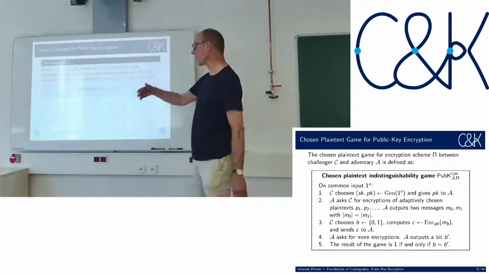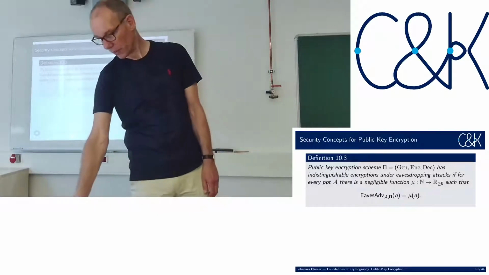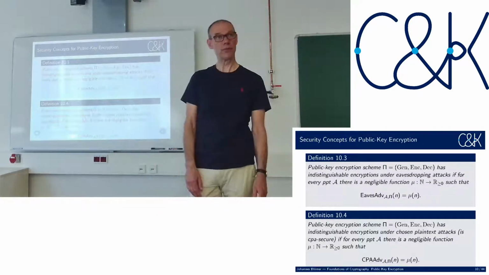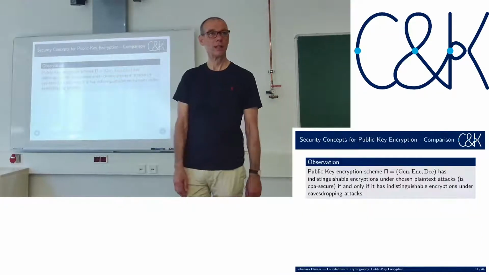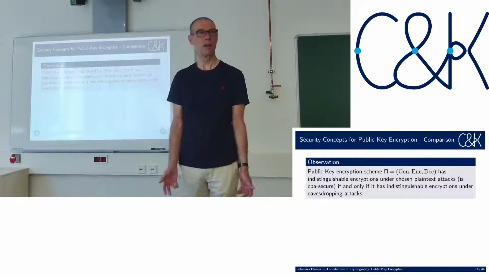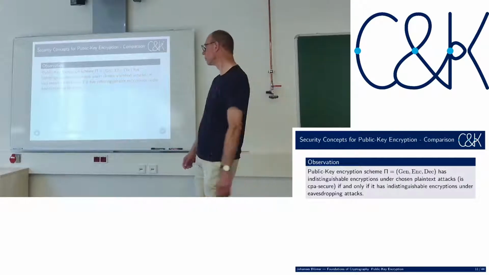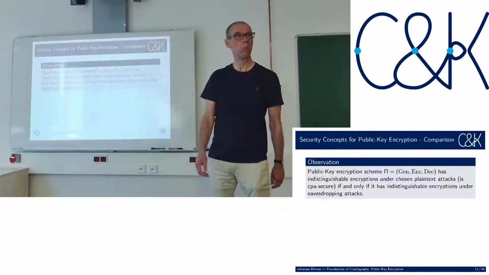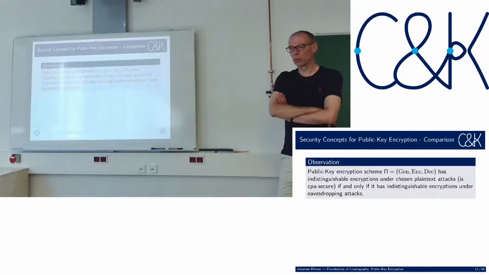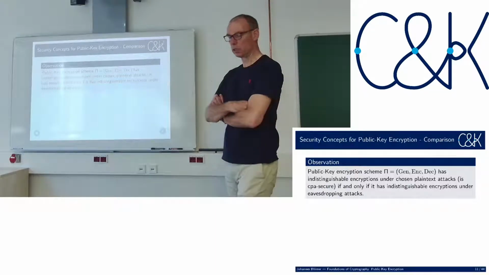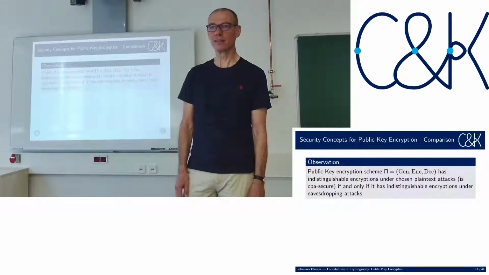Then we have these definitions: it's eavesdropping secure if this is negligible, and it's CPA secure if the CPA advantage is negligible. And then we have the observation that for public key encryption schemes, the two things are the same. Eavesdropping is the same as CPA. So it's if and only if. So for public key encryption schemes, we don't need to provide chosen plaintext attacks separately from eavesdropping attacks.